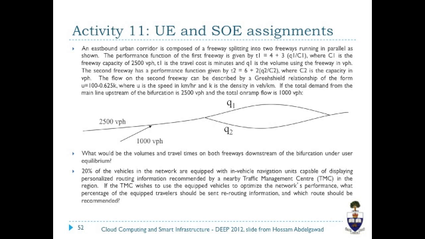If the total demand from the main line upstream of the bifurcation is 2,500 vehicles per hour and the total on-ramp is 1,000 vehicles per hour, what would be the volumes and travel times on both freeways downstream of the bifurcation under user equilibrium? So for now, you're doing the first part. The second part has to do with system optimum. So you have 15 minutes, let's say, in order to come up with the user equilibrium outcome. How many vehicles would be using the upper link? How many vehicles would be using the lower link? The travel times are given by T1 and T2.